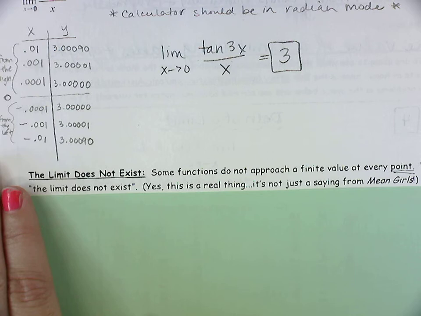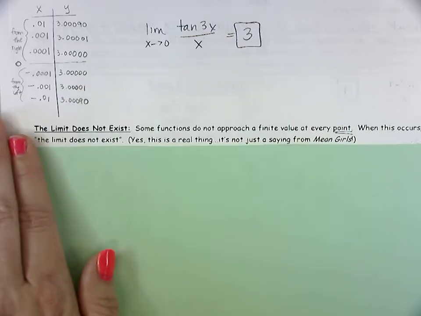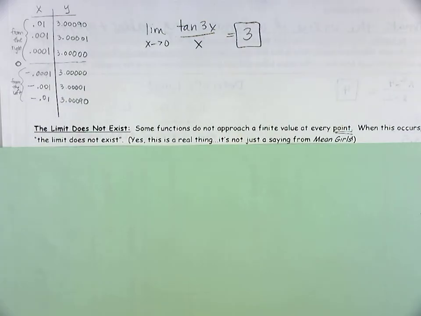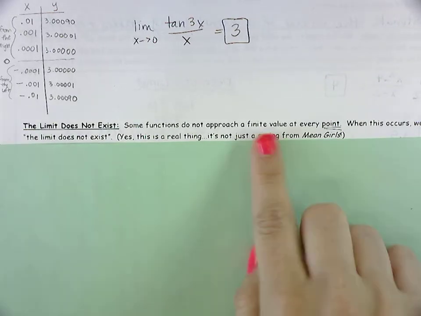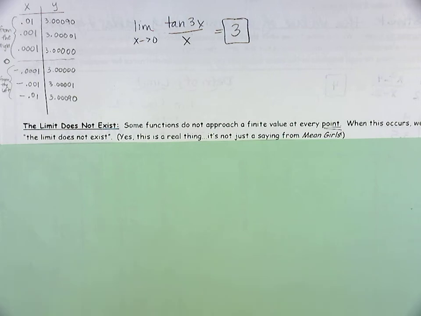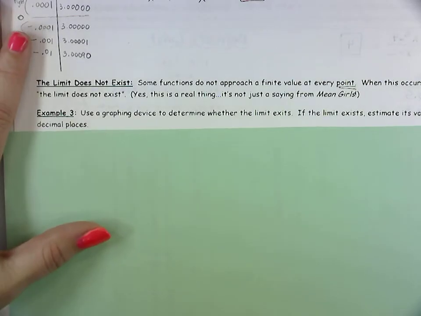Okay, so we talked about this a little bit already today, but the limit does not exist. Some functions are not going to approach a finite value at every point. When this occurs, we say the limit does not exist, and yes, it's a real thing, just not from Mean Girls. But we talked about some values that are not finite, like infinity or negative infinity. So if it's approaching infinity or negative infinity, then the limit does not exist.